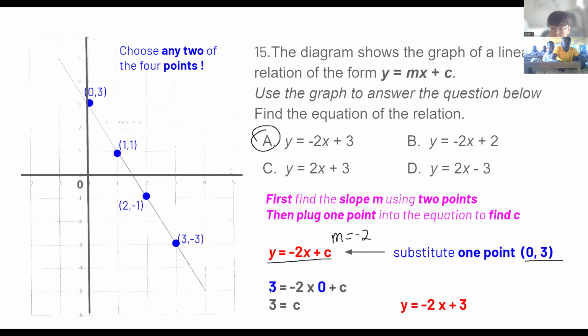This becomes 3 is equal to -2 times 0 plus c. And c becomes 3. c equals 3. 0 cancels out. That's why we get the equation y is equal to -2x plus 3.